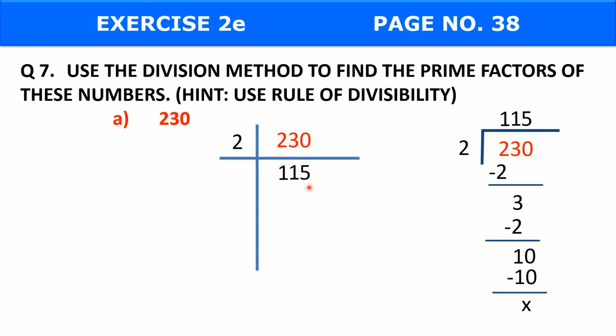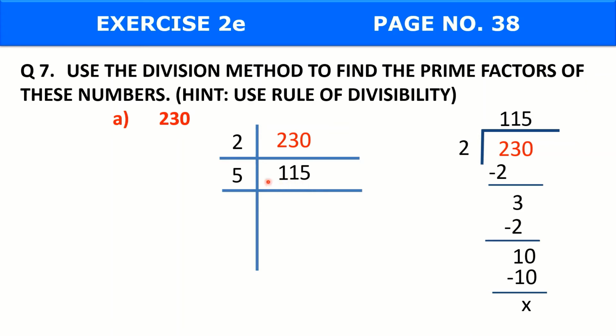Okay. Next number is 115. Now you see the last digit is 5. So you know that by the rule of divisibility, if your last digit is 5, it will be divisible by 5. Now we will divide this by 5. Again we will perform this division in our mind.